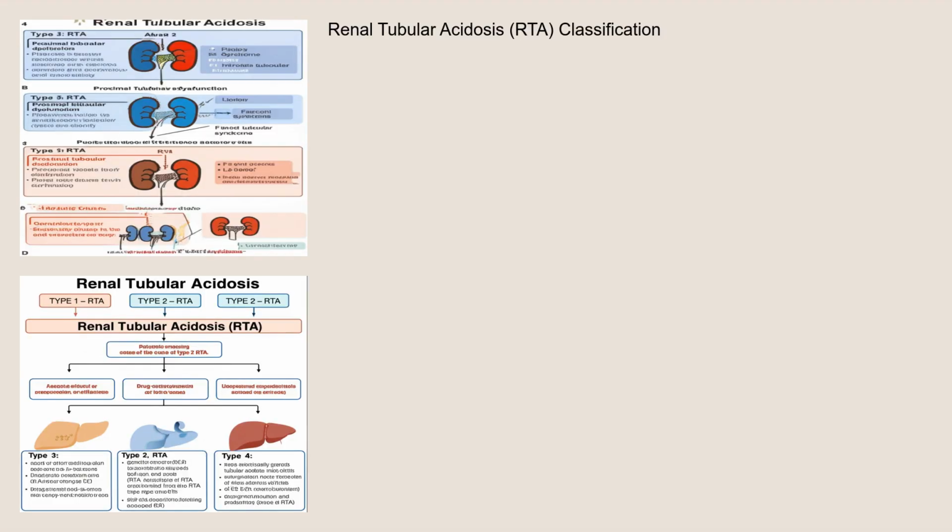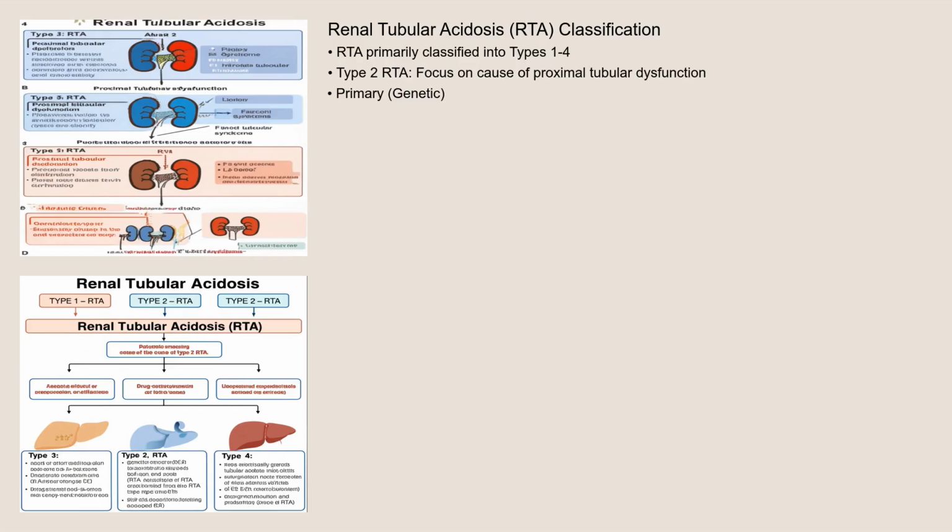While we primarily classify RTA into four main types, types 1–4, within type 2 the classification is more about the cause of the proximal tubular dysfunction. It can be primary, due to a genetic defect, or secondary, due to other conditions like Fanconi syndrome or medication use. Understanding the underlying cause is crucial for effective management.